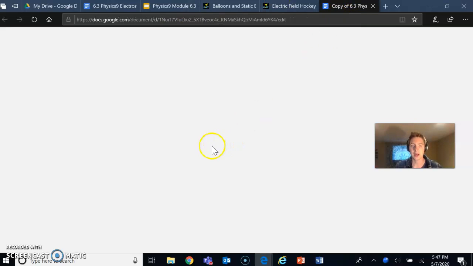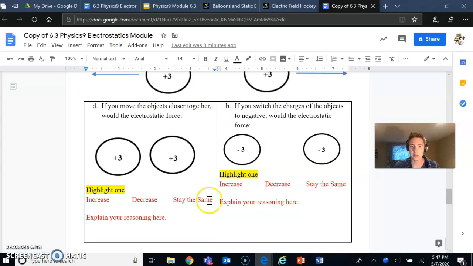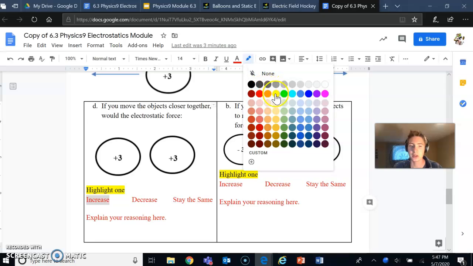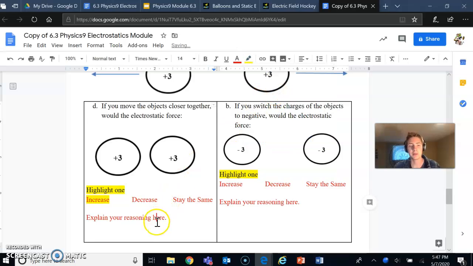If we go right here, we can see that if we're closer together, the force will increase, because when they're closer together their fields will be stronger when they're right next to each other. So they're going to increase. When you talk about your reasoning, you can talk about how force is really dependent on distance, how the electric field is going to be increasing there, and how two electrons that are the same charge don't want to be near each other.